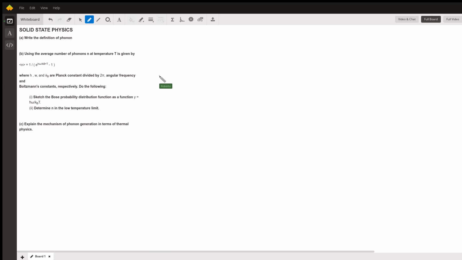So let's put it here, just for reference. This is going to be our average number on the y-axis, and this is going to be proportional to 1 over temperature.